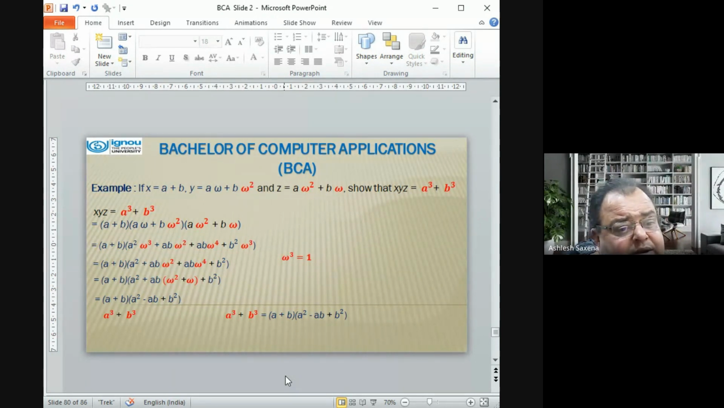See what I've done. I've opened up the bracket. Don't touch a plus b. It will be as it is, because in the right hand side we don't have anything with an imaginary part. So a plus b will be left as it is, and we will be multiplying the brackets. When we multiply the brackets, a omega will be multiplied by a omega square, which will become a square omega cube, plus ab omega square, plus ab omega power 4, plus b square omega cube. Omega cube is 1, replace it.